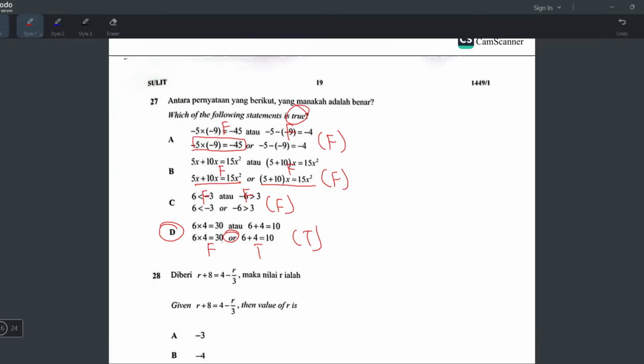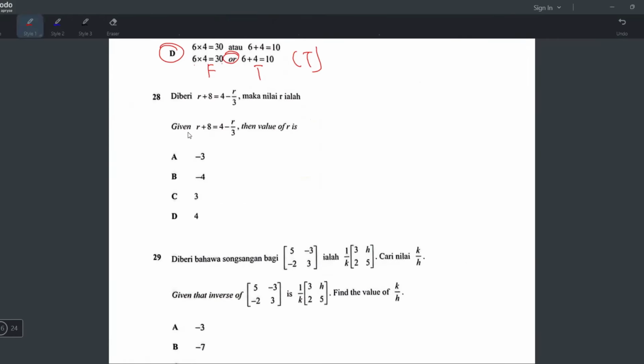So finished. Okay, 28. Given that R plus 8 equals 4 minus R over 3, find the value of R. Yeah, this one is easy. Okay, how do you do this? I will remove the fraction first. Because I don't like it when there is a fraction like this. Yeah, because with a fraction it's a bit harder to move things.